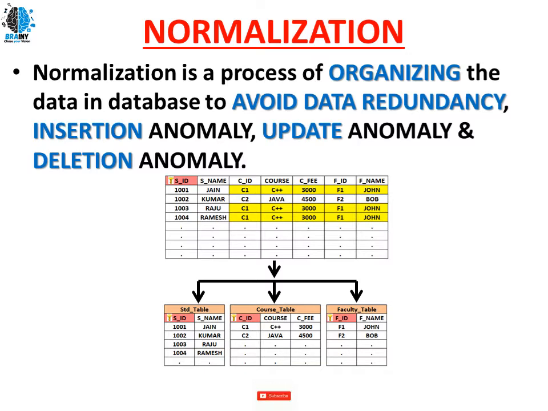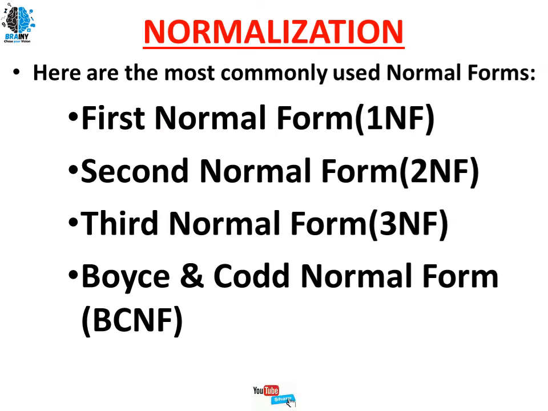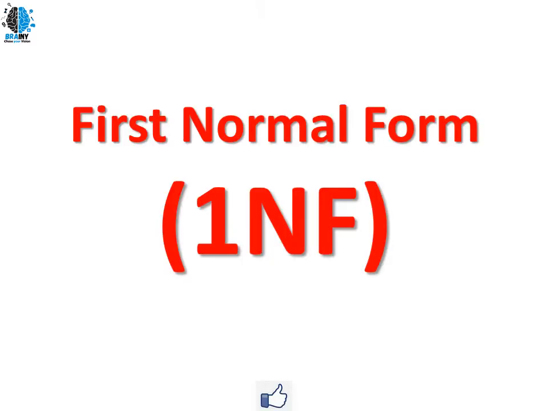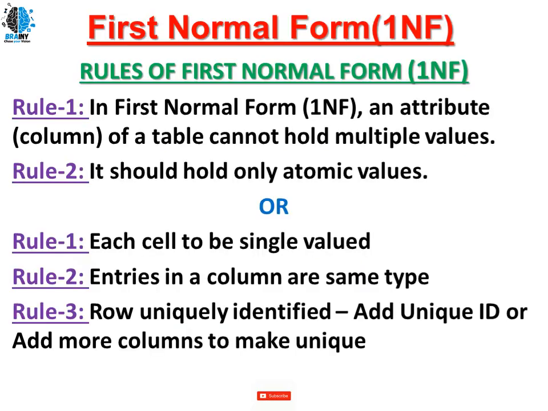Now let's see how many different types of normalization there are. The mostly used normal forms are: first normal form, second normal form, third normal form, and fourth normal form, that is Boyce-Codd normal form, BCNF. Coming to first normal form, why is it called the first normal form? Because only one rule is needed to form the normal form from the existing table. For every normal form, we have certain rules. So let's see how many different rules we have in first normal form.